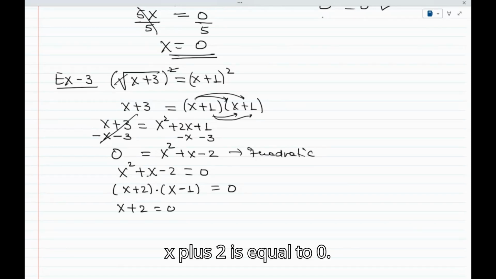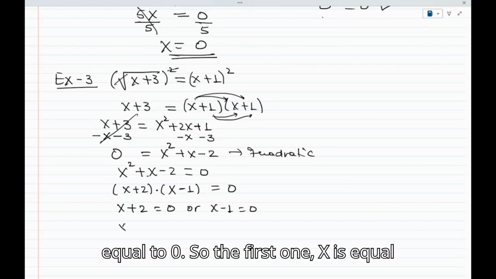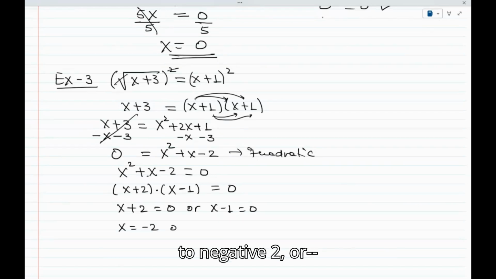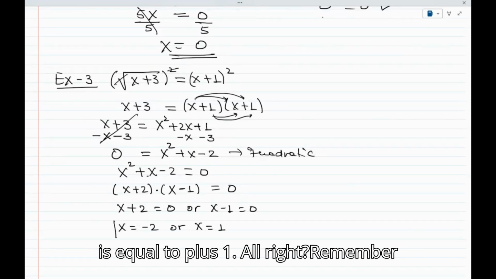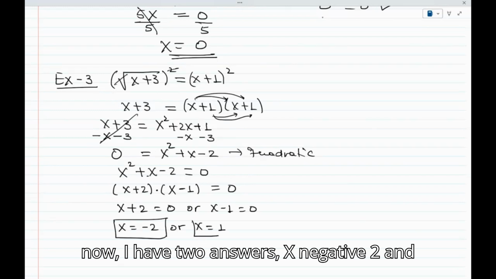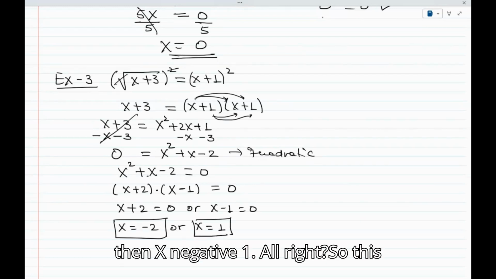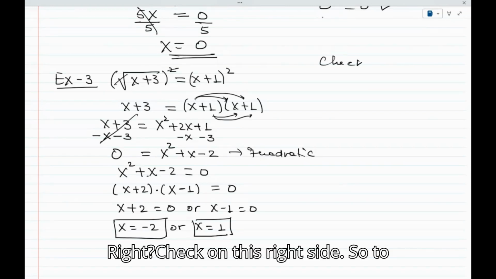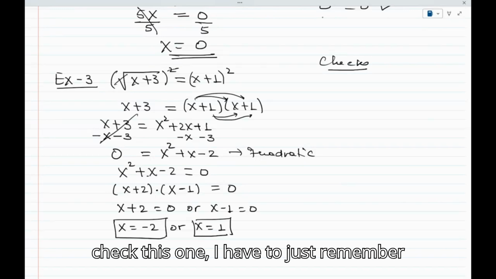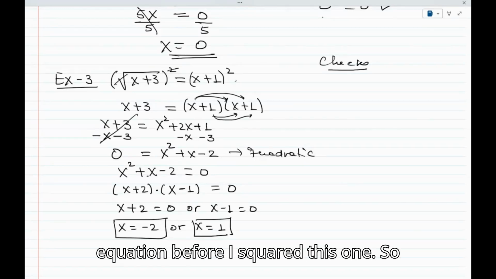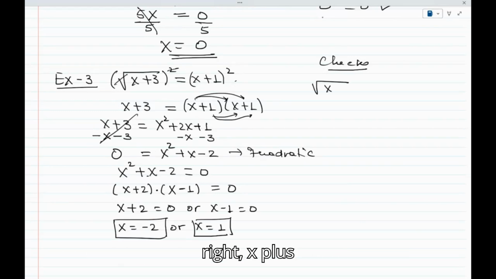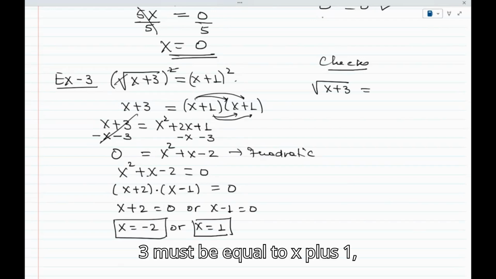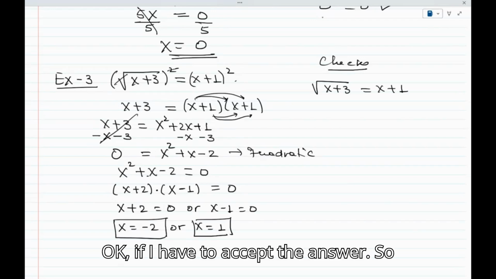x plus 2 is equal to 0, or x minus 1 is equal to 0. For the first one, subtract 2 from both sides, so x is equal to negative 2, or x is equal to positive 1. Remember, I have two answers: x equals negative 2 or x equals 1. As usual, it's checking time. To check, I have to remember the original equation before I squared it: the square root of x plus 3 must be equal to x plus 1.